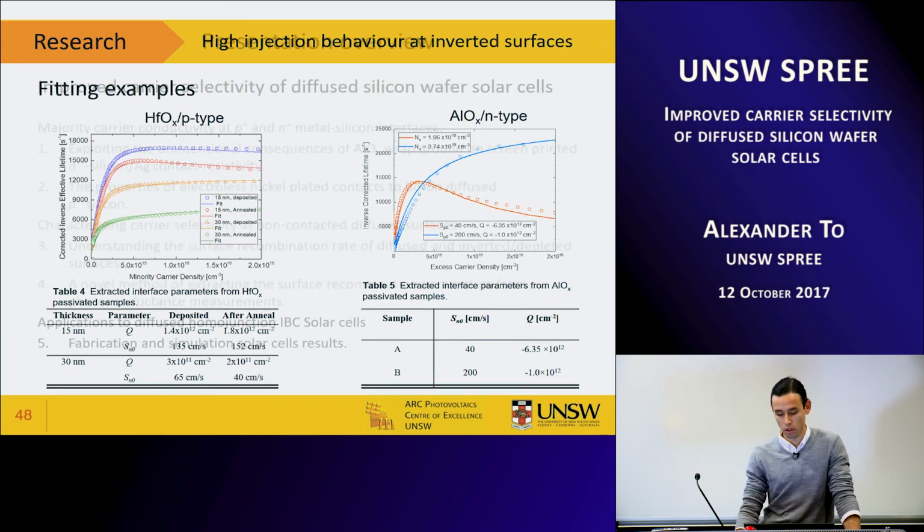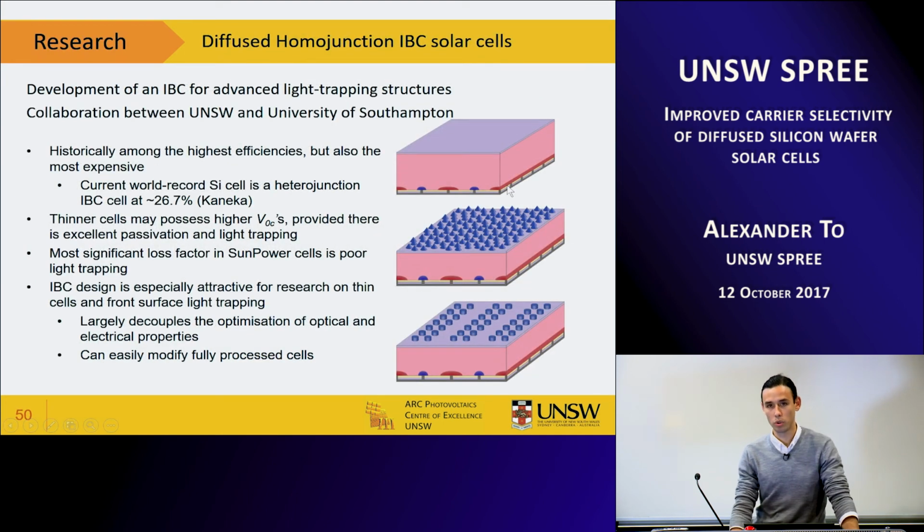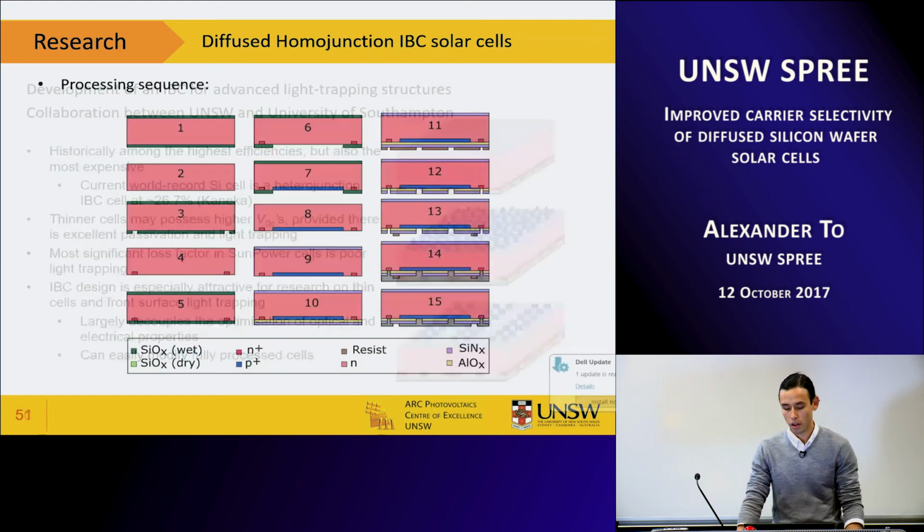But for now, I'd like to very quickly talk about how this all applies to diffused homojunction IBC solar cells. So this was work I did with Mike Pollard and Taz out at Southampton. Basically the impetus was to look at novel light trapping structures on IBC cells, IBC cells being an ideal cell base to test this stuff on because there are no contacts on the front. So my role was really to fabricate the baseline solar cells for these.